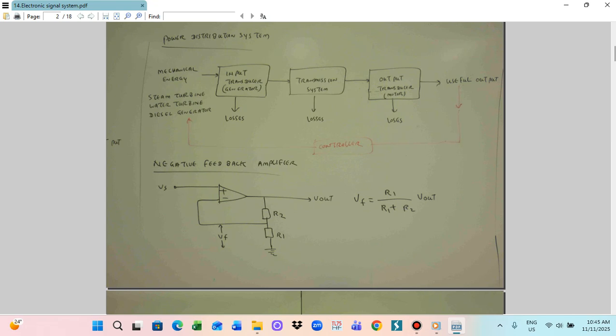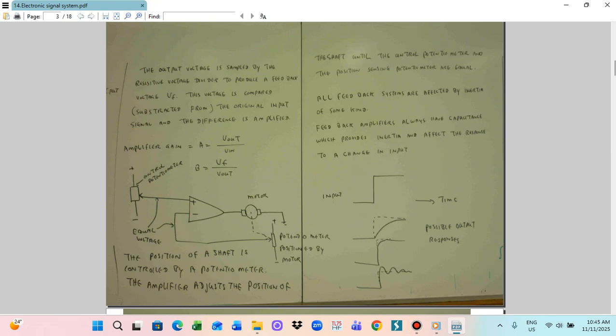So this is the typical control loop system. The output voltage is sampled, a comparison is made, and it controls the input function. Amplifier gain. The feedback factor is the fraction of output voltage fed back, so VF divided by Vout is B. So we can write the equation. In this case we can write the amplifier gain.